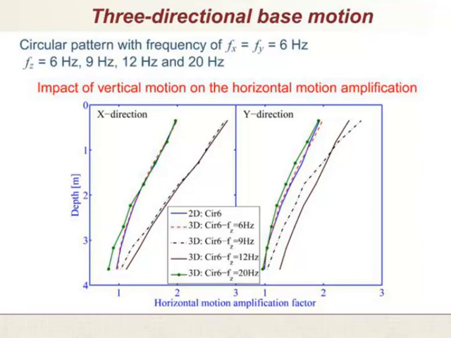Then we move to our target, which is modeling the 3-directional base motion. So we subject the system now to a vertical excitation in addition to the 2 lateral ones. And what we notice is that the impact of including the vertical motion on the horizontal motion amplification is only when it's near resonance, the 9 and 12 hertz. When the vertical excitation is near resonance, you get higher amplification as opposed to ignoring the inclusion of vertical excitation.